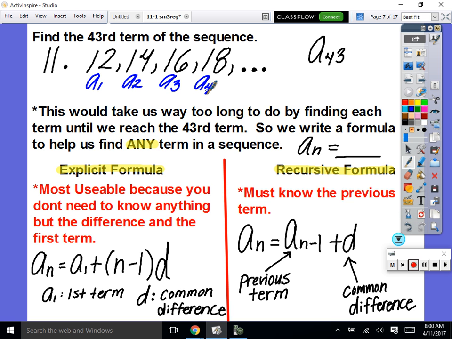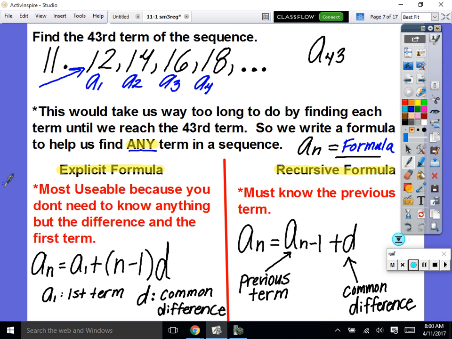So what we're going to do is write a formula for this particular sequence to help us find any term in a sequence. So we're going to have A sub n equals some formula that will generate any term in this sequence. There are two types of formulas, an explicit formula, this is where you're taking notes, and a recursive formula. Now, explicit formulas are the ones that we use most because you don't need to know anything at all except for the common difference and the first term.